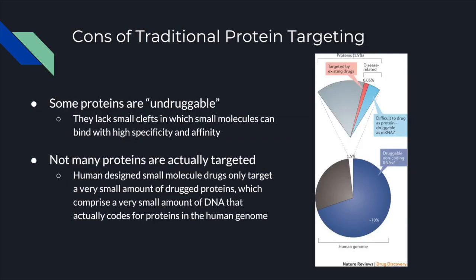Both of the previous methods described rely on targeting some form of protein in an effort to mitigate the disease. However, there are a few issues with this. Many proteins are considered undruggable because they lack small clefts in which small molecules combine with high specificity and affinity. Moreover, the extent that proteins have been targeted is limited since less than 1.5% of the human genome codes for proteins, and only 0.05% have been able to be targeted.